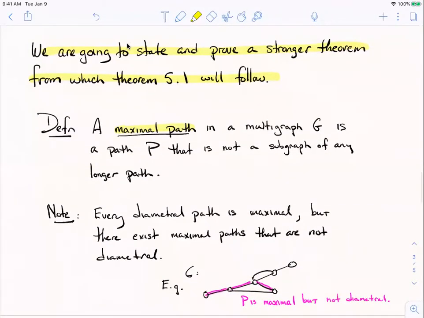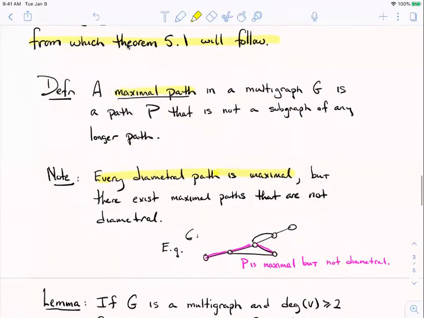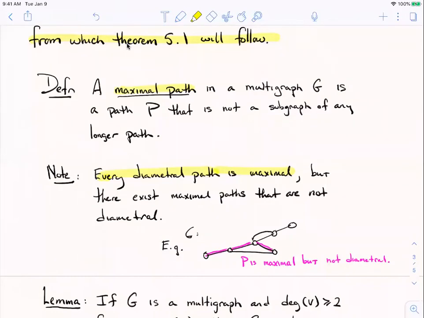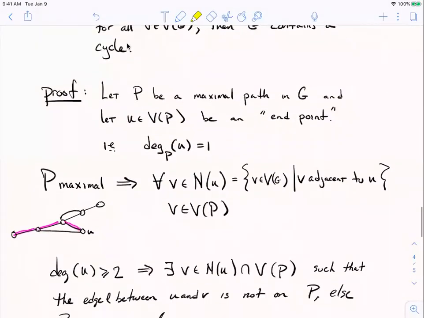Maybe just to warm you up to the idea, notice that any diametral path, that is, the longest possible path in the graph, would be maximal, but not vice versa. Being maximal isn't about being longest per se. It means you can't be made longer and still be a path. And sometimes something can't be made longer even though it's not the longest. Here, I've got a little picture. That pink path that I drew down there for you is maximal, but it's not diametral.